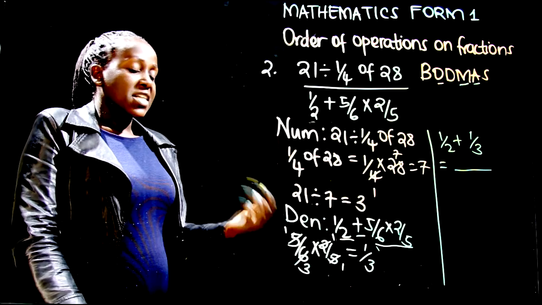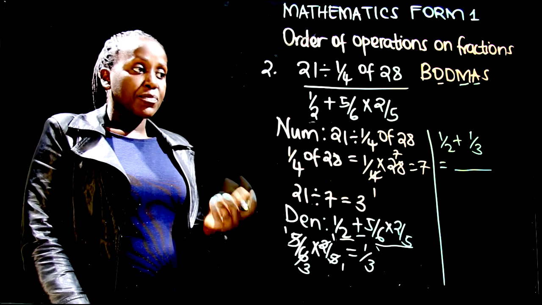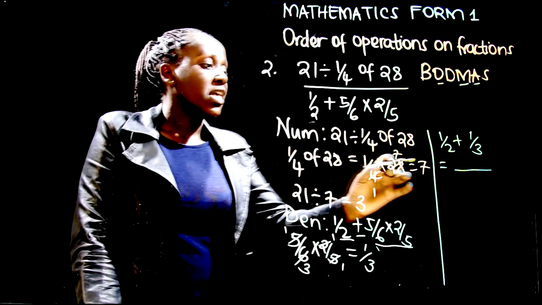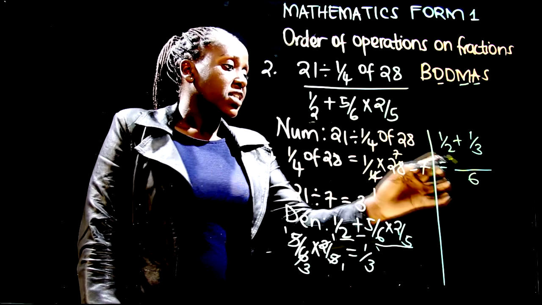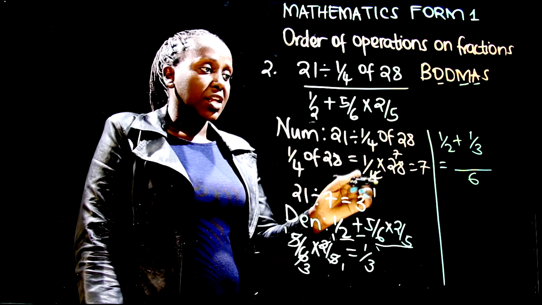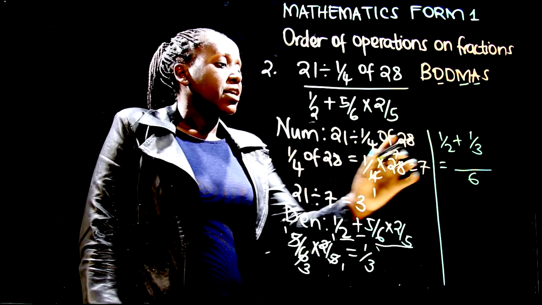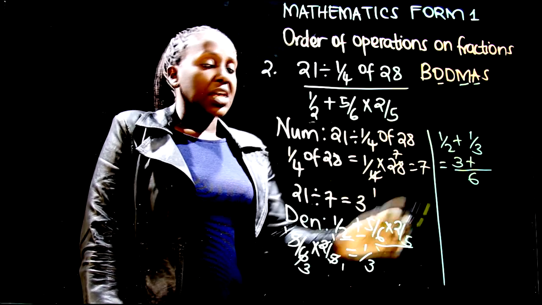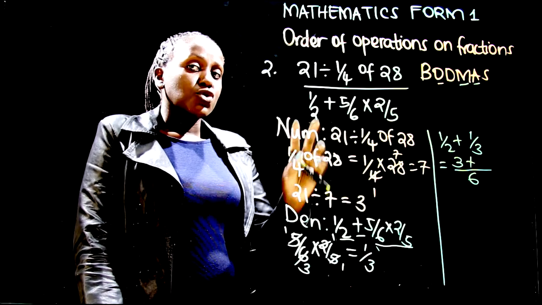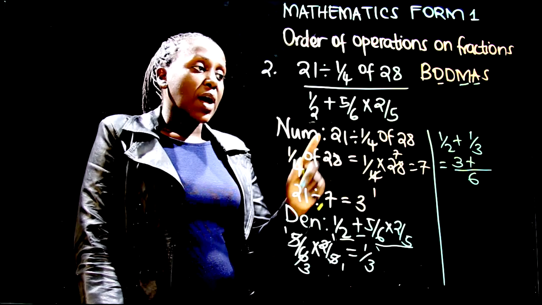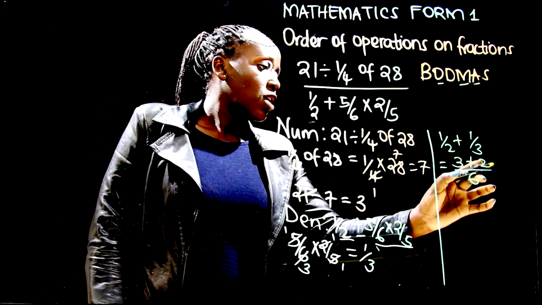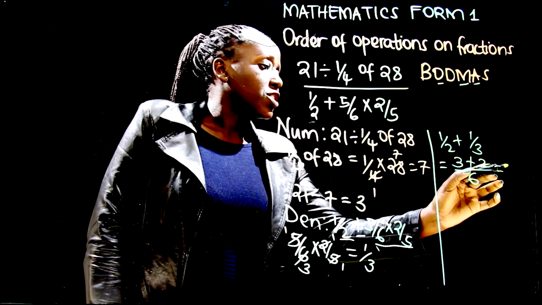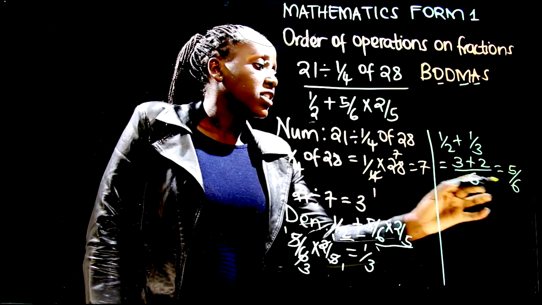Now since the denominators are different, what do we do? We get the LCM of 2 and 3, which is 6. So 6 divided by 2 is 3. 3 times 1 is 3, plus 6 divided by 3 is 2. 2 times 1 is 2. And this will be equal to 3 plus 2, which is 5 over 6.